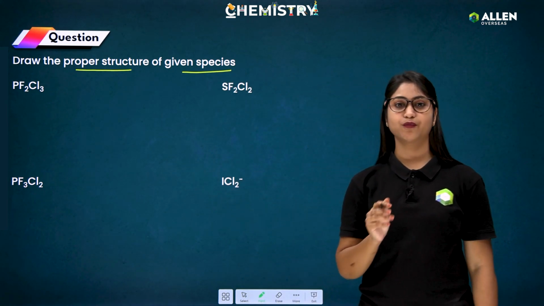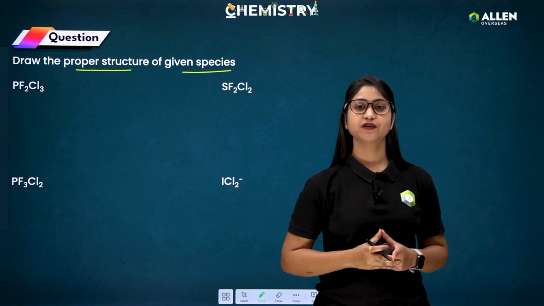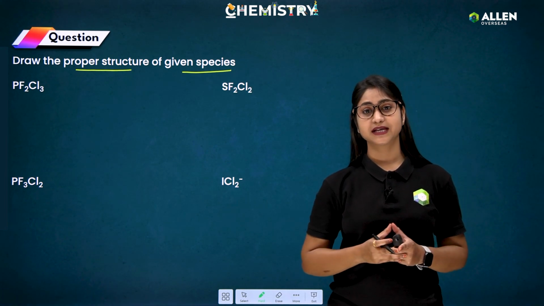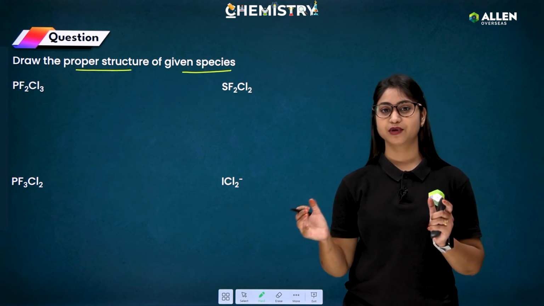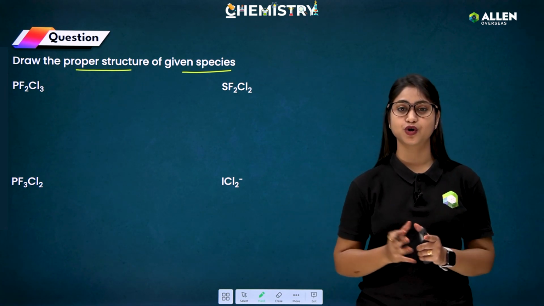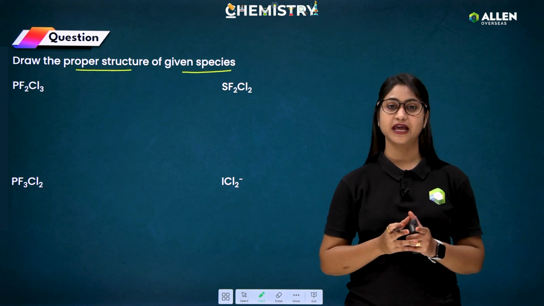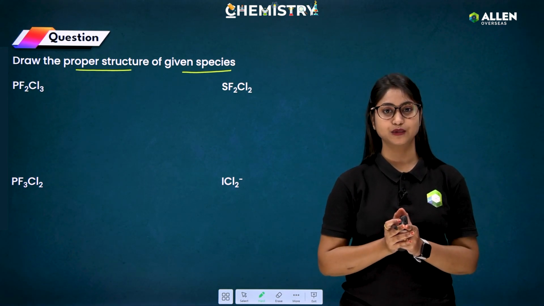Now, what is the meaning of proper structure? We know whenever we try to make the structure, first of all, we find the hybridization, and then on the basis of hybridization, we find out the electron geometry, and in that electron geometry, we try to arrange the surrounding atoms.